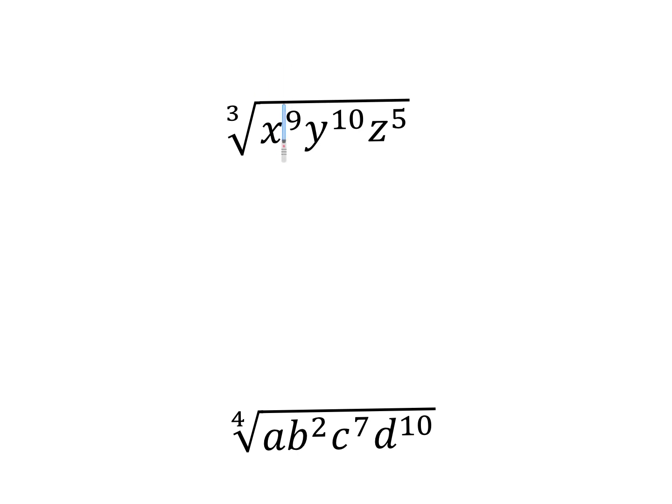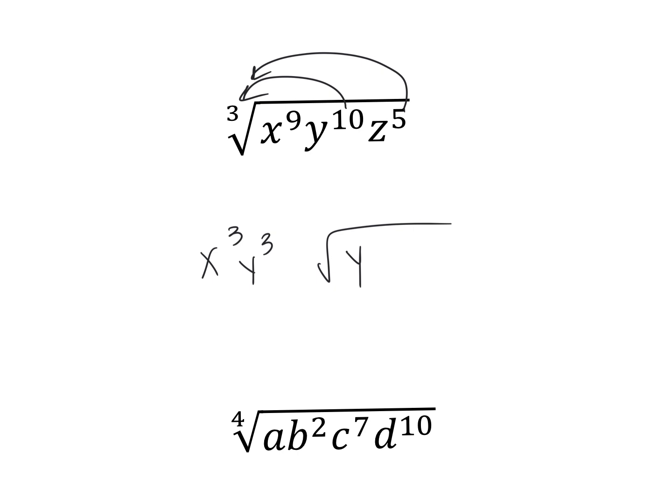My 9 over 3, does that one come out nicely? Yeah, that one would be x to the... good. I need 10 over 3. If I've got 10 y's, I need groups of 3. How many of them would I have? 3 groups of 3 and 1 left over. So good, Gabe. How about 5?